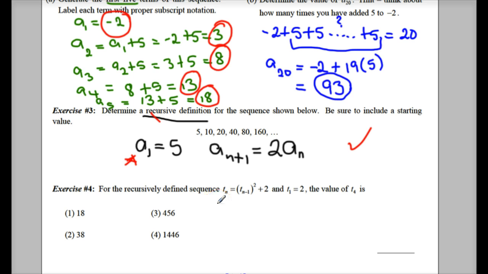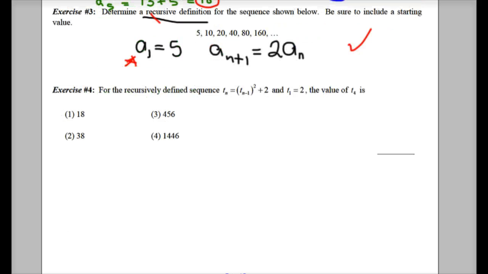Now I popped this Regents question. From the recursive definition, define the sequence t of n is equal to t sub n minus 1 squared plus 2. T1 is equal to 2. Find the value of t4. So how do you find t4? Let's get some space here. So T1 is 2.